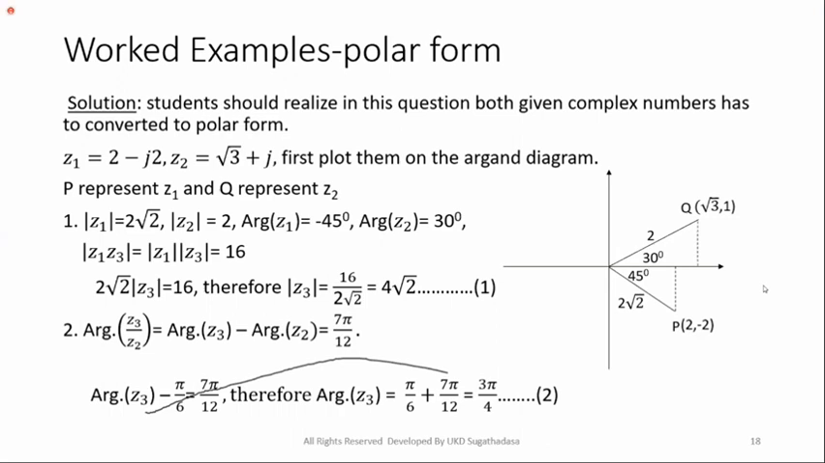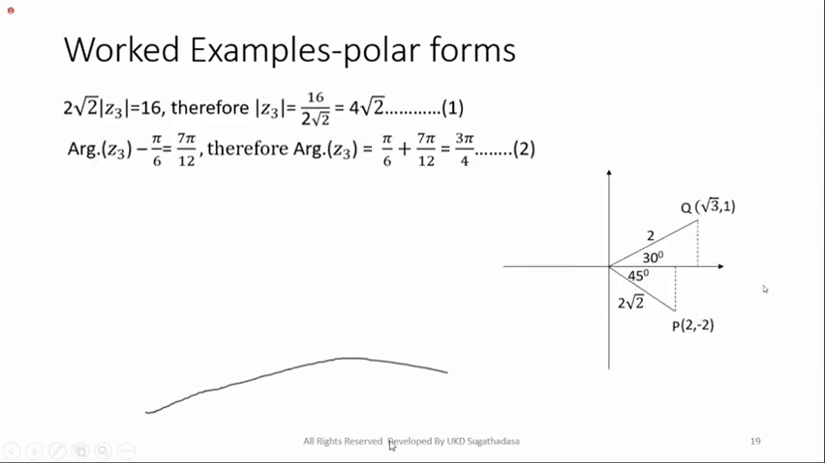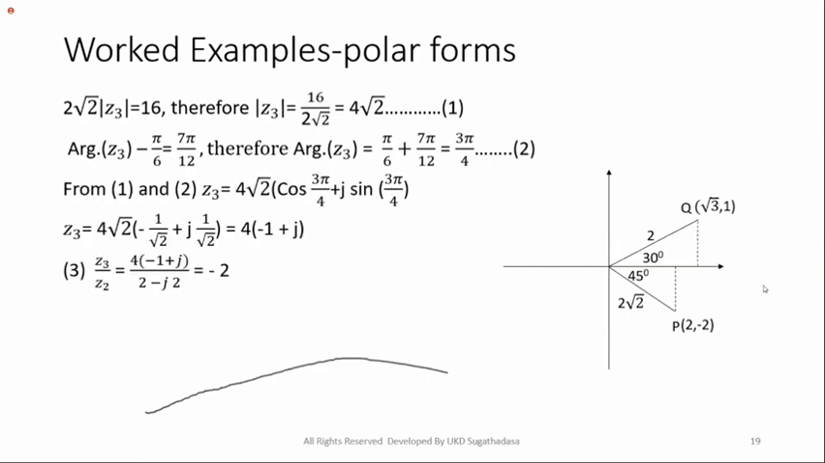Equation 2 gives the argument of Z3. Right? Now finally you get the answer. The same result has been highlighted as our first statement, second statement. Now you can write the complex form 1 and 2. Z3 equals 4 square root of 2 (cos 3π/4 + j sin 3π/4). If you know the modulus value and argument, you can write the complex number.